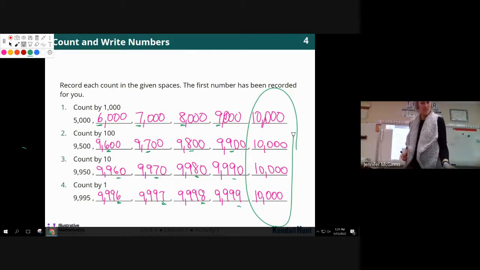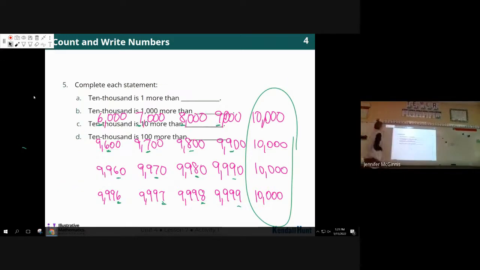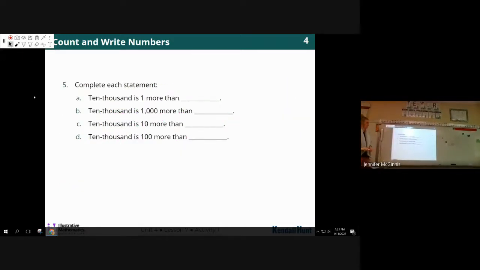All right. Now, let's go down to the second portion of your worksheet. Complete each statement. 10,000 is 1 more than what number? Think about it. Gage? 9,999.